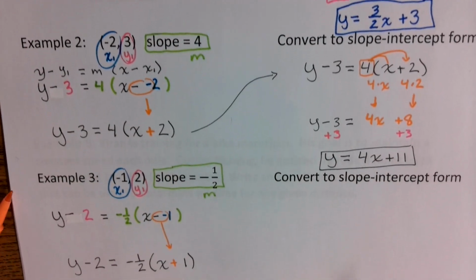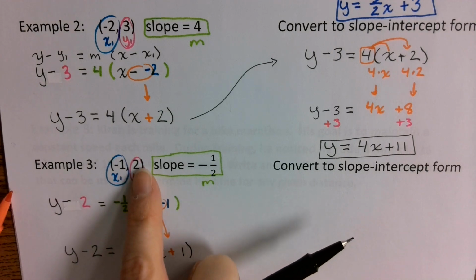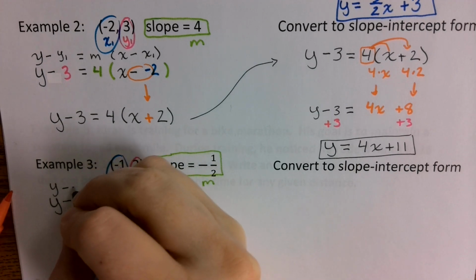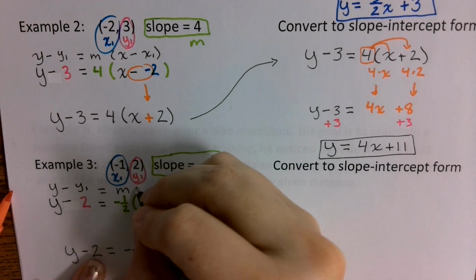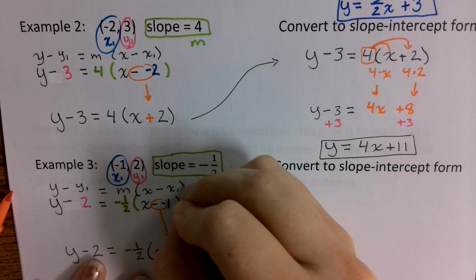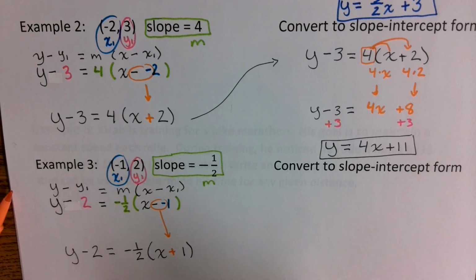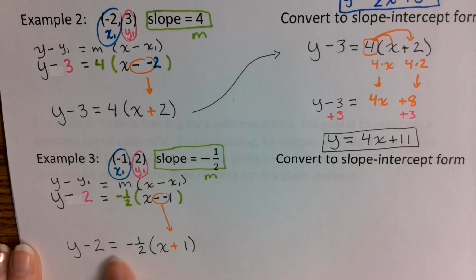For problem number 3, again, your x1 value is a negative 1, your y1 value is a positive 2, your slope is a negative 1/2. So we have y minus my y1 becomes y minus 2 equals m, my m is a negative 1/2, times x minus x1, x minus negative 1. You're just substituting those values in. You're replacing your x1, your y1, and your slope. But remember, a double negative actually results in a positive. So you have y minus 2 is equal to negative 1/2 times the quantity x plus 1.